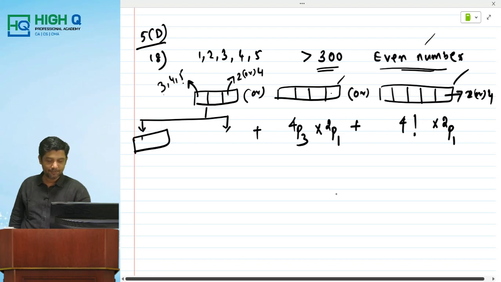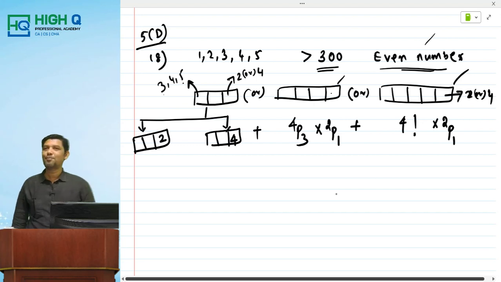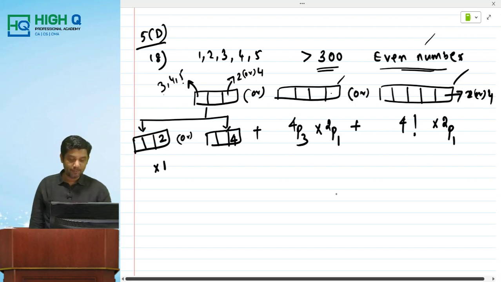Case number 1. Last digit 2, last digit 4. Problem solved. Is that right? Now, last digit 2, how many ways? 1 way. Do we have any condition for remaining 2 digits? No. What is it, my dear? Total remaining how many digits are available? 4. 4p2.